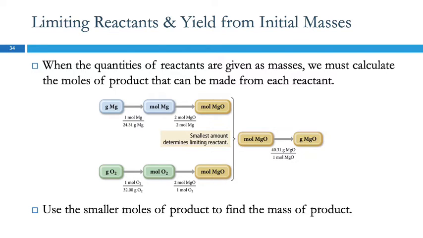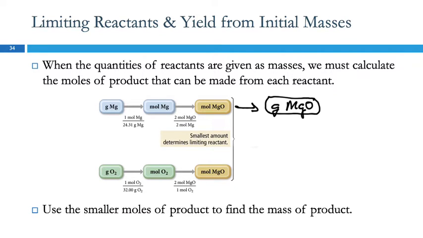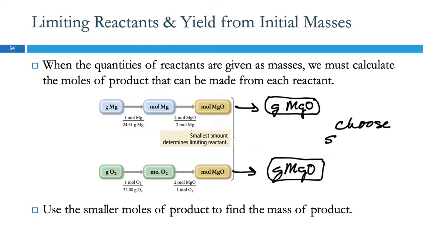So what I like to do is let's just take this to grams and do this one to grams, and just choose the smallest one, and that's the answer. So we're going to do that stoichiometry calculation twice. Grams to moles to moles to grams, and grams to moles to moles to grams. And whichever one gives us the smaller amount of product, that's the one that tells us how much we could make, because that reactant is getting used up.